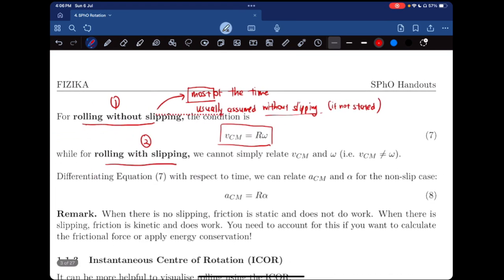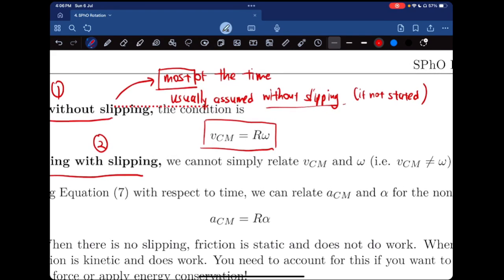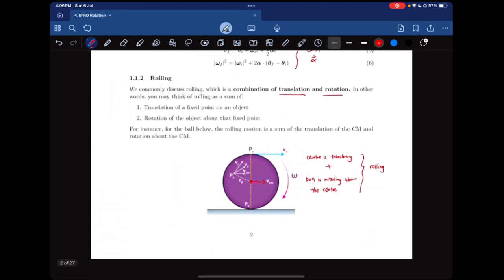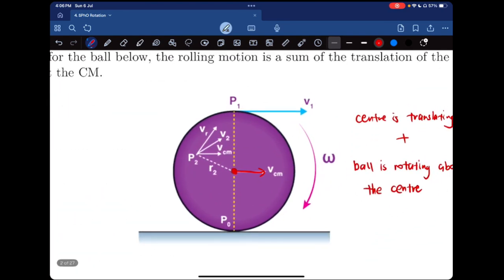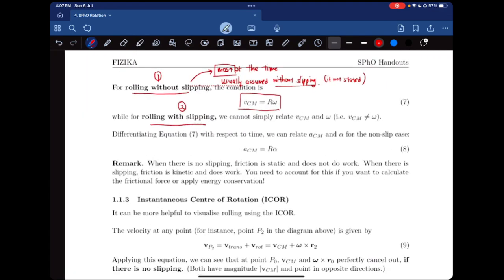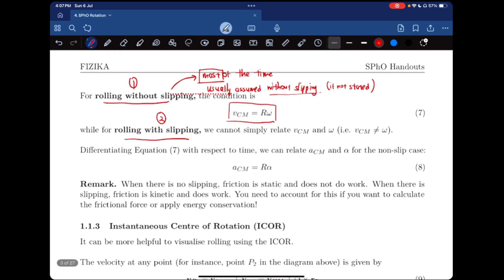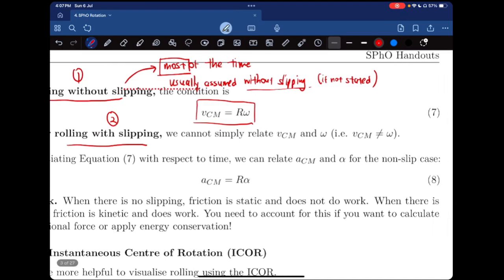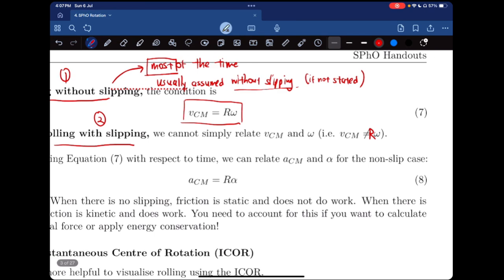So when it's not slipping, you can relate the center of mass velocity to the angular velocity of the whole object. So in this case of the ball, you can see that your V_CM and your omega are related if this ball is not slipping. But there's also a not very nice case if the ball is slipping. If it's slipping, you cannot write this. Oh, there should be an R here. Yeah, so you cannot write this if it's slipping.